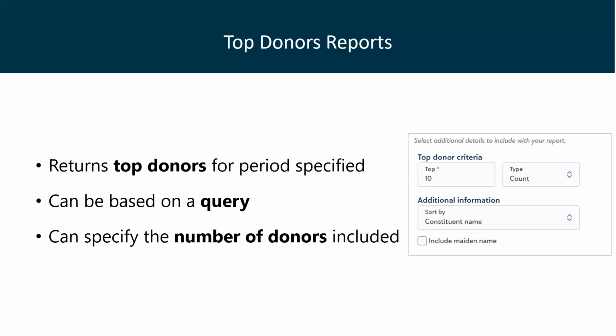As you can see from the little snapshot I included here, you can say, okay, I want the top 10. And I want it sorted by constituent name. You can decide whether or not you want to include the maiden name in that screenshot. So the top donor report is really, really helpful. And again, you don't need to build out a query just to find these guys. You can just use this report, so it's faster.